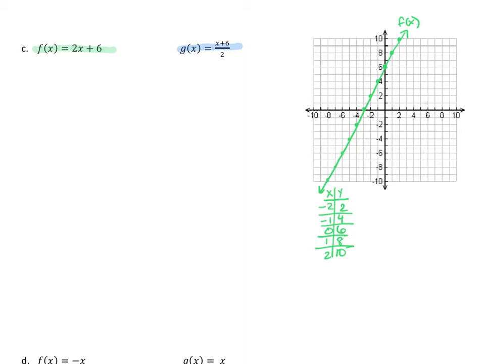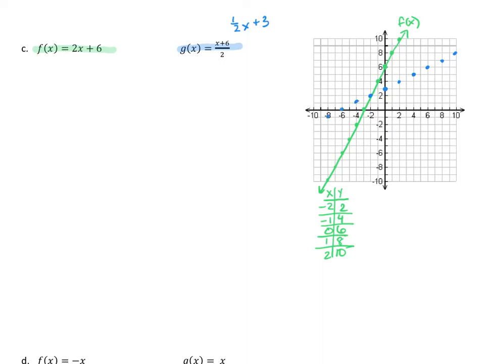Now g of x, again, is in a fraction. If we were to write this in y equals mx plus b form, this would be 1/2 x plus 3. If you were to graph this using that, we would say that our y-intercept is at 3, and our slope is 1/2. So we go up 1 to the right 2, up 1 to the right 2, and we continue with these points here. We can also go to the left 2, down 1. So it looks something like this.